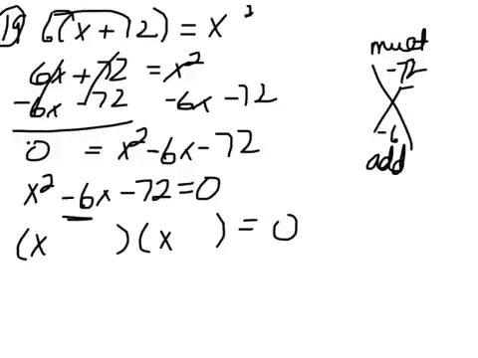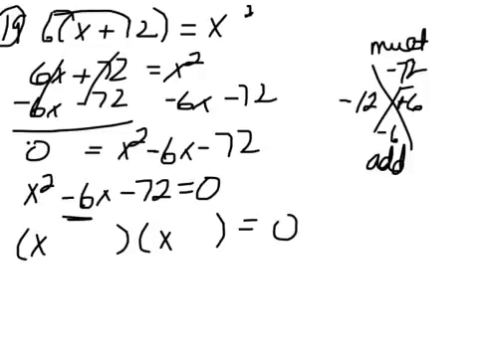Okay, 12 times 6 is 72, okay? And I know that 12 and 6, if I put a minus 6 here, 12 times negative 6 would be negative 72, and 12 plus negative 6, ooh, that's not right. It would give me a positive 6. So let me make this a positive 6 and this a minus 12. Negative 12 times 6 is still negative 72, but if you add them together, then you get negative 6.